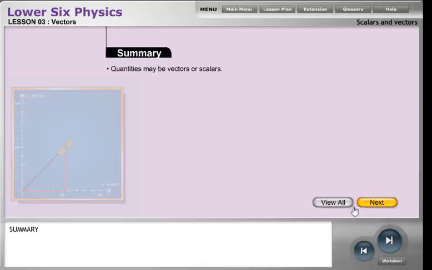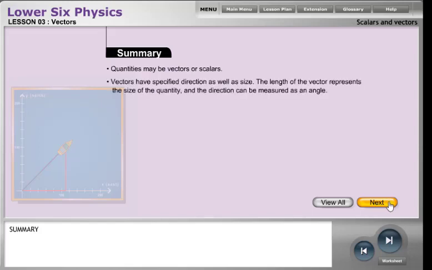Summary: quantities may be vectors or scalar. Vectors have specified direction as well as size. The length of the vector represents the size of the quantity, and the direction can be measured as an angle. When studying motion, displacement, velocity, acceleration, and force are all vector quantities.